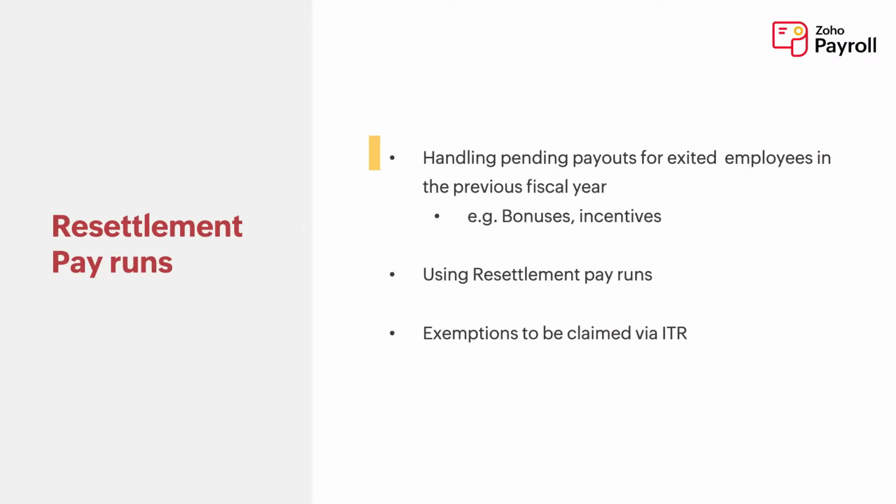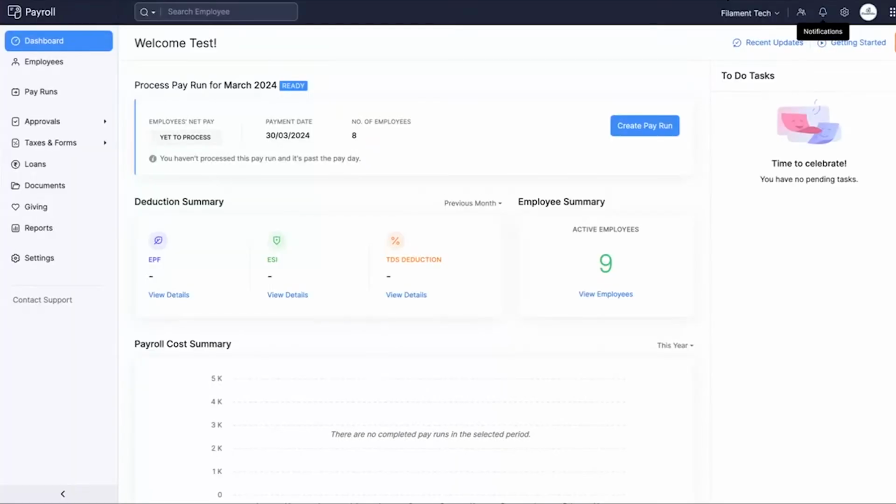To handle this particular scenario, Zoho Payroll has launched a feature called resettlement pay run, using which you'll be able to process these variable pay components to your exit employees. And let me just quickly show you how this particular option will work in Zoho Payroll. So quickly going into the product.